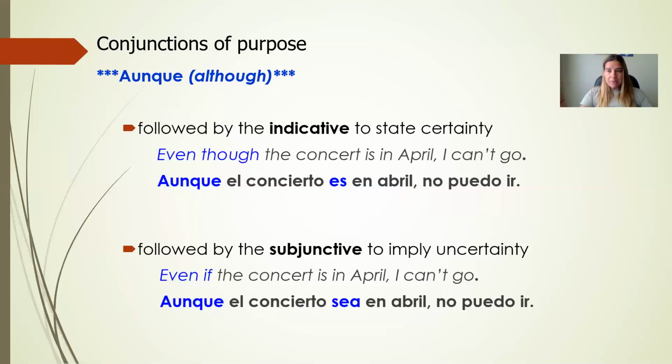And that's kind of always my default. That's where I go back to help myself understand this whole subjunctive business. Is there any certainty? Is there any uncertainty? Is it uncertain at all? Is there any question or doubt? That's when you would use the subjunctive. If it's a straightforward, certain statement, you have no need for the subjunctive. Just use the indicative. So aunque is one of the conjunctions of purpose that could go either way.